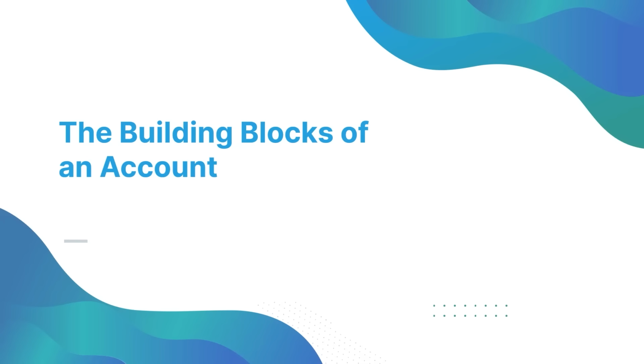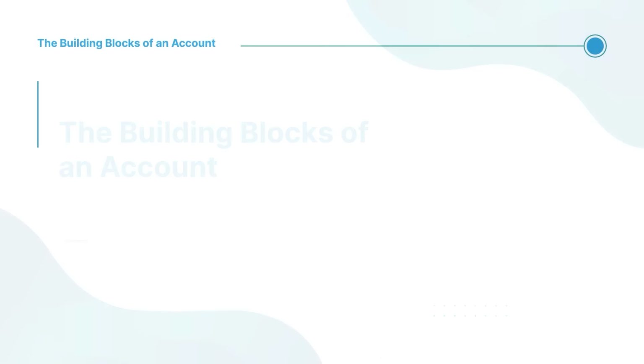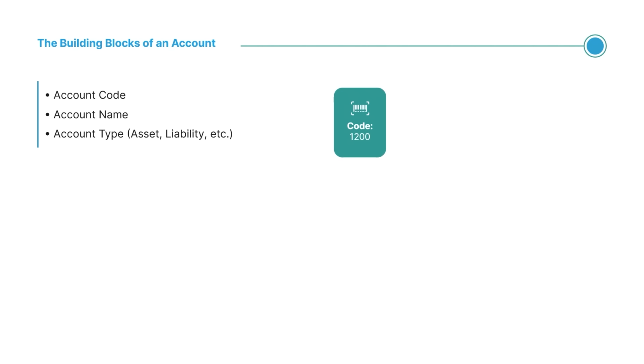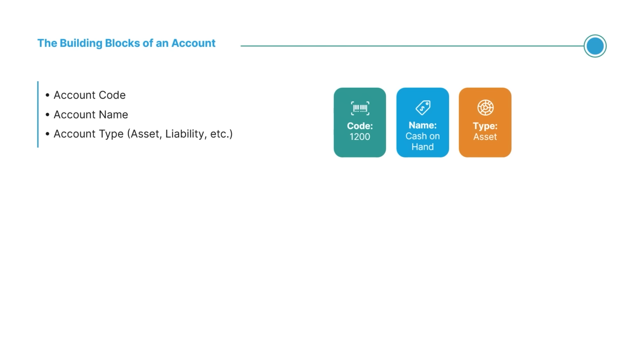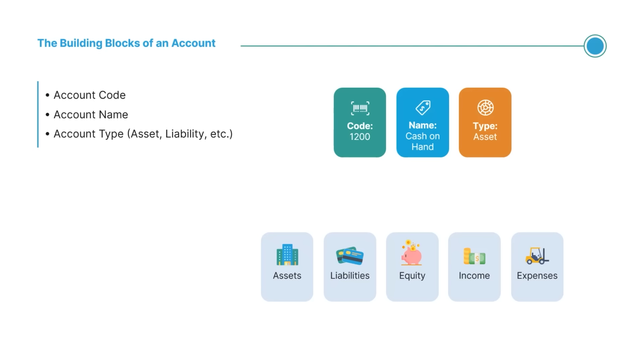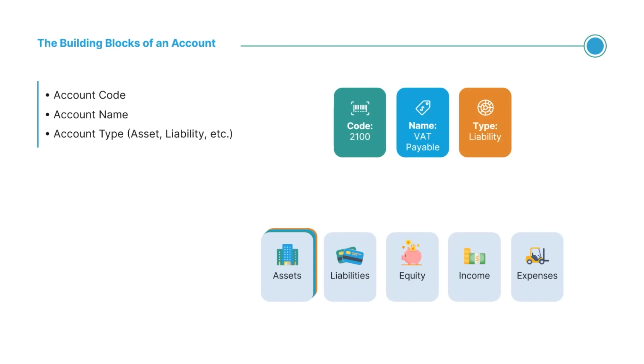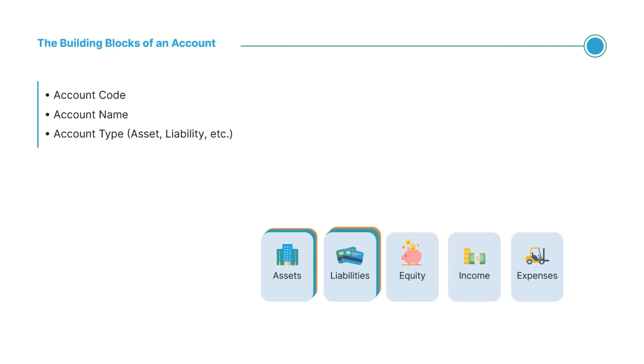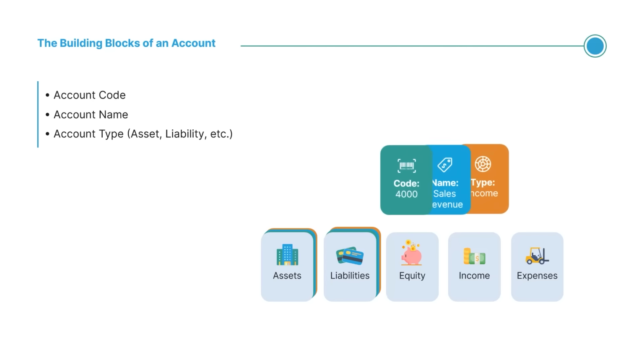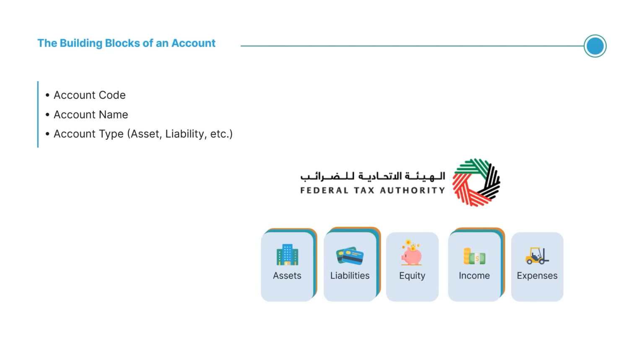Each account in your COA has a few key building blocks. The account code is a unique identifier. For example, 1200 for cash. The account name should be descriptive, such as cash on hand, or VAT Payable, which is especially critical in the UAE, where VAT reporting is mandatory. Then comes the account type: asset, liability, equity, income, or expense. Finally, notes can be added for additional context, like indicating that VAT Payable is due within the next FTA reporting cycle. This structure ensures your books remain transparent, organized, and audit-ready.